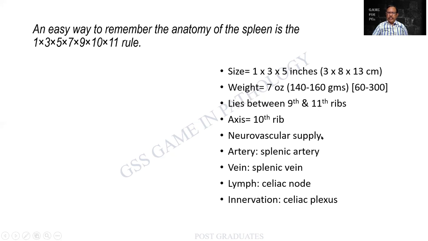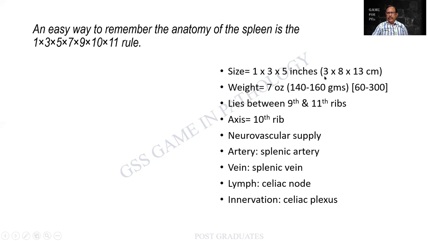Regarding the neurovascular supply, the artery is a splenic artery, vein is a splenic vein, lymph is the celiac node and innervation is the celiac plexus. Quite easy for us to remember, unlike the other organs to which we shall be going at a later date. So please do remember this 1, 3, 5, 7, 9, 10 and 11. That will be the rule.